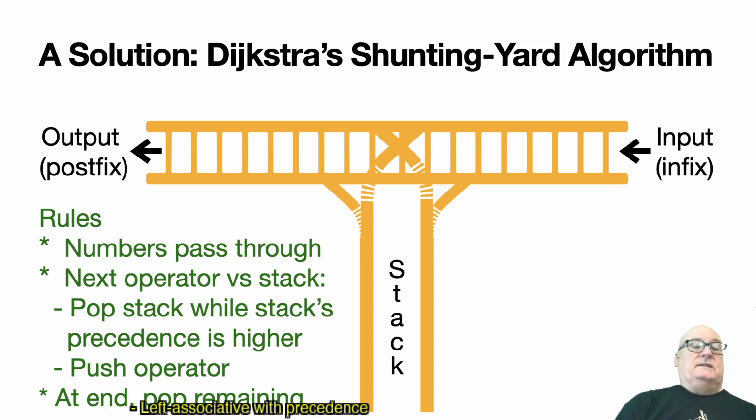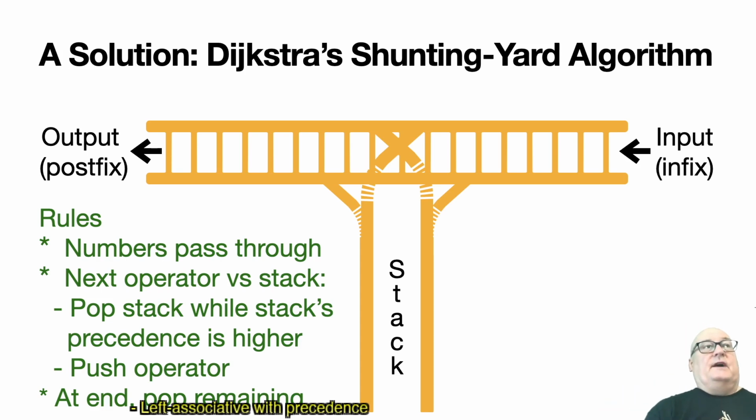The algorithm says if you have a number or a variable, it just passes right through to the output. So 3 plus 4, 3 passes through. When you have an operator, you get up to the stack and you decide, hey, are the people on the stack higher precedence than me? Then I should pop them off.